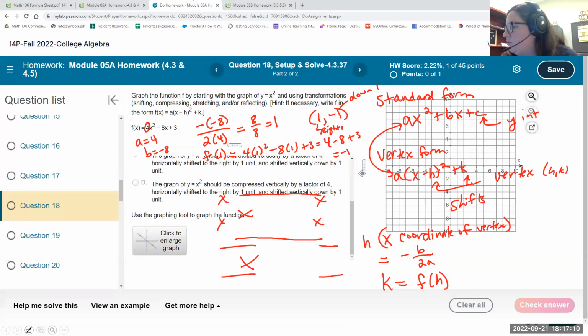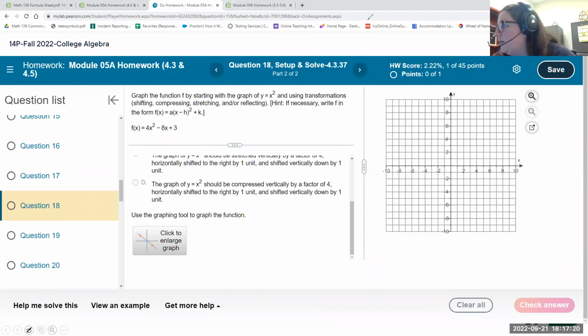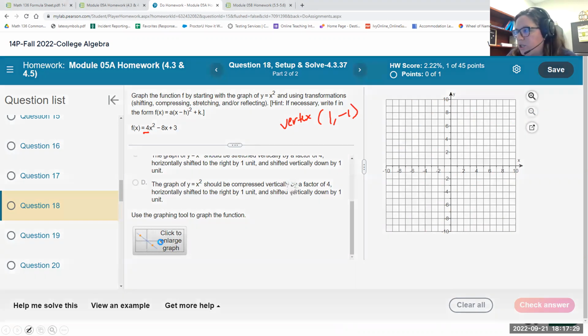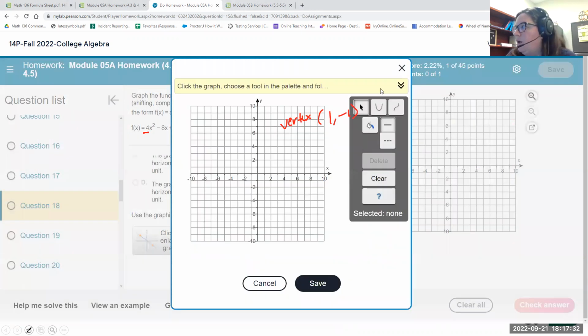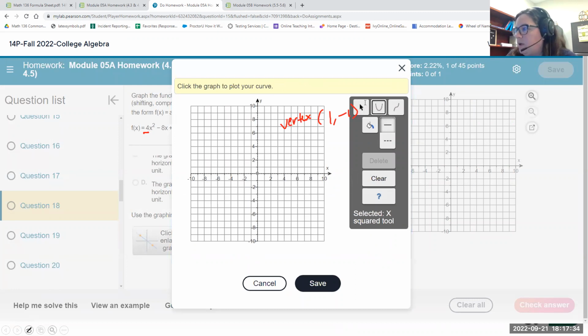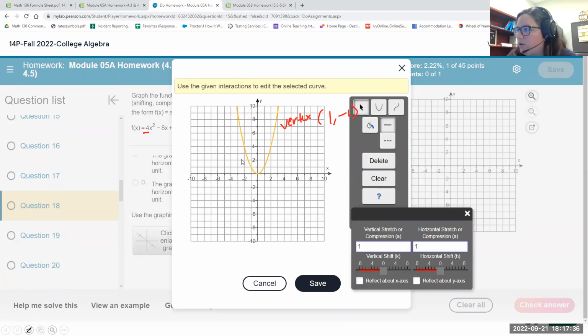Okay, and then we're going to be graphing this. So I'm going to clear everything off. I just have to remember that the vertex was 1, negative 1, and we have that 4. So this graphing tool is going to be the transformation type graphing tool. So here I'm going to click the parabola shape, and then it just says click the graph. I click anywhere in the graph and it's going to start with the basic x squared. The vertical stretch compression, it even says here that's a. So I'm going to put in the 4.